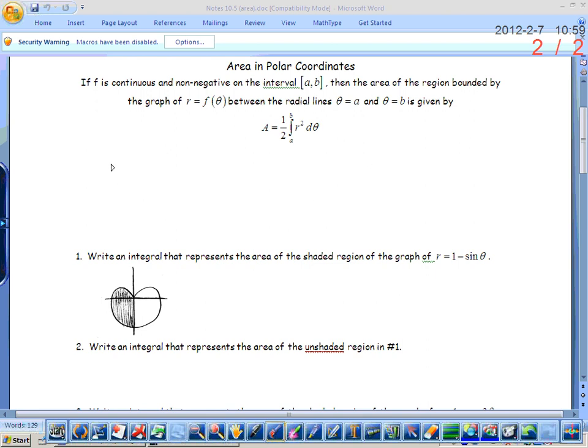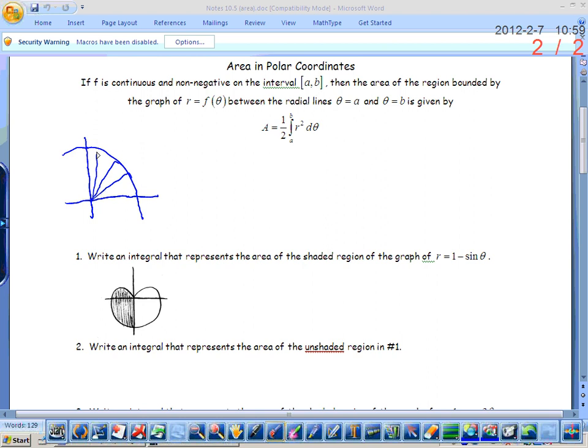And the reason that this is the formula is that most polar graphs have some sort of curvature to them, and they're kind of circular in a sense. So if this is some polar graph right here, and I want to find the area that's in that first quadrant right here, I'm going to think of it as finding the area of sectors of a circle.